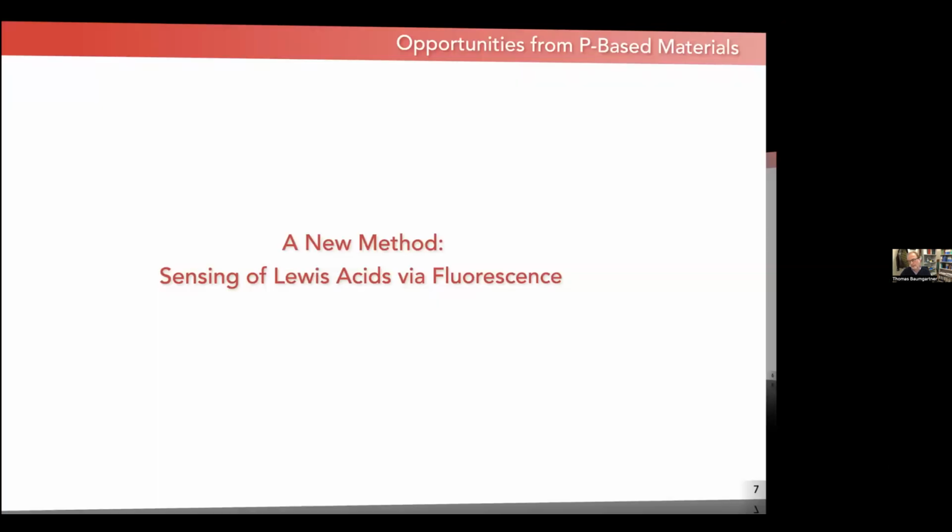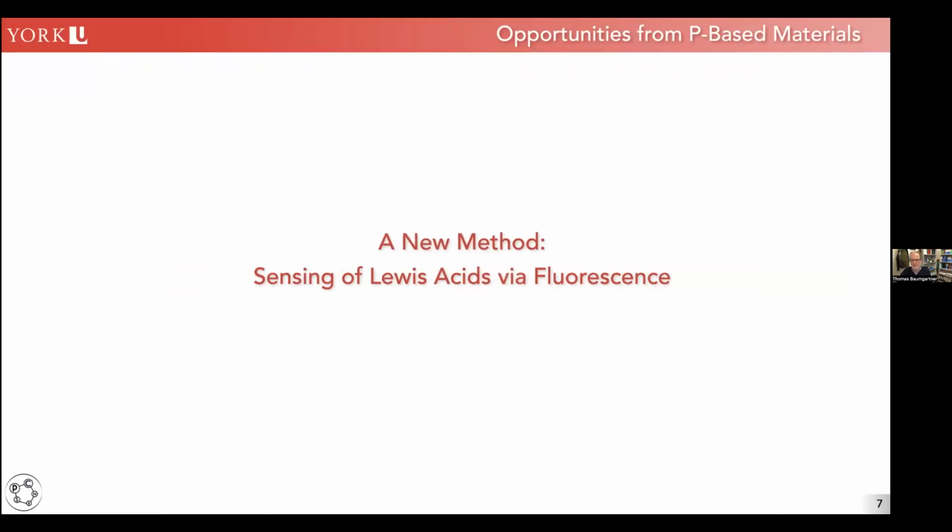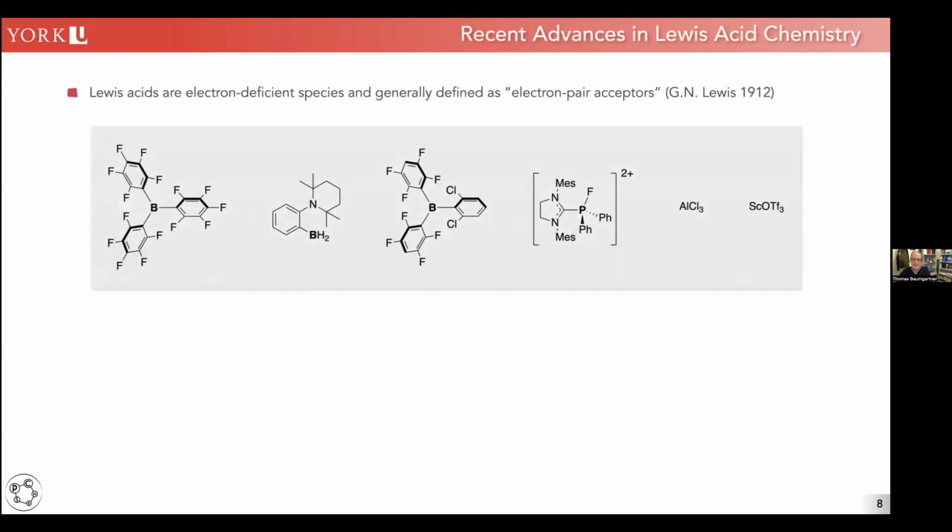But today, I was invited to talk about the Lewis acid sensing that we've developed. But this ties in to the things that I just talked to you about, because it uses the dithienophosphole system and also features the sigma star pi star interaction. I also have to say that this is a collaborative endeavor with one of my colleagues here at York University, Chris Caputo.